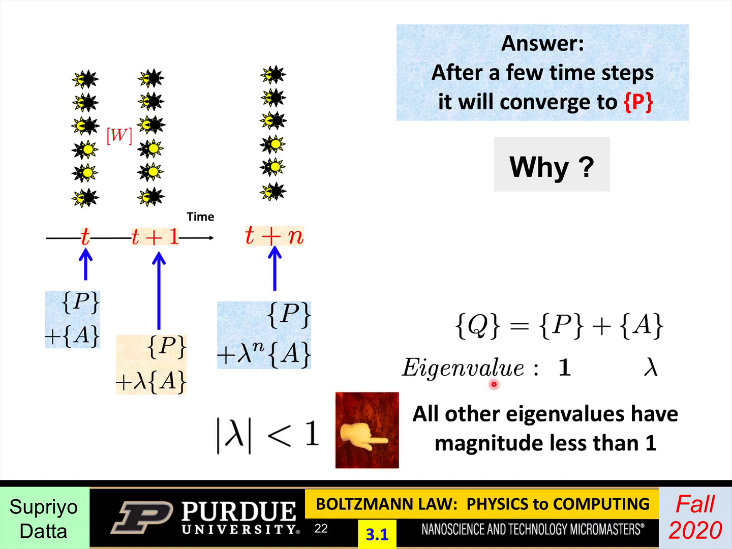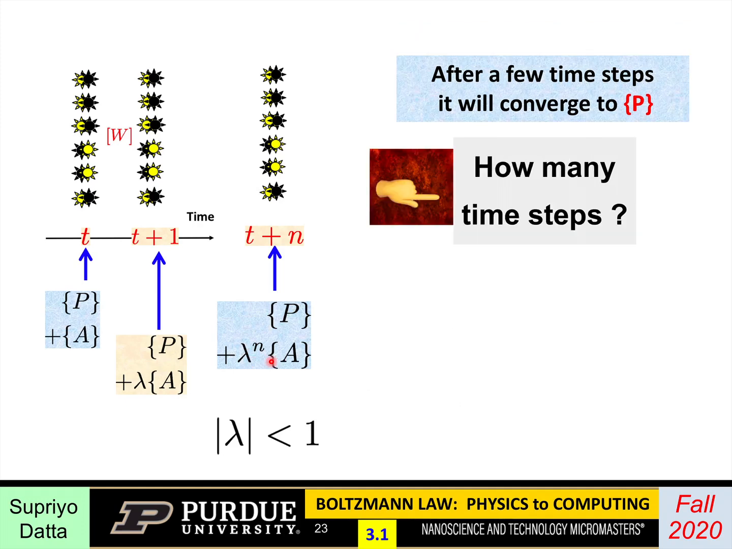And the point is, I mentioned before, that this eigenvalue of 1 is actually the one with the largest magnitude. All other lambdas may be complex, but their magnitude will be less than 1. That's one of the properties of this stochastic matrix. And because it's less than 1, when you raise it to the power n, it gradually disappears. If you take 0.1 and raise it to the power 100, it becomes a very small number. And so eventually only the P remains, everything else disappears.